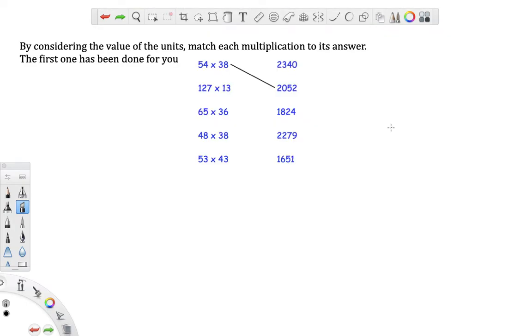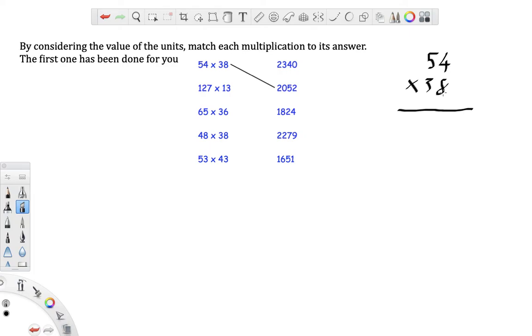By considering the value of the units, match each multiplication to its answer. The first one's been done, so I just want to run through the first one as an example. We've got 54 times 38. I'm going to run through the whole thing just to highlight why we only need to check the units.